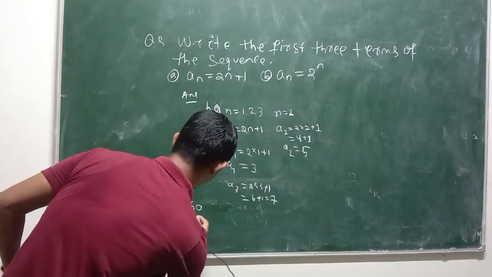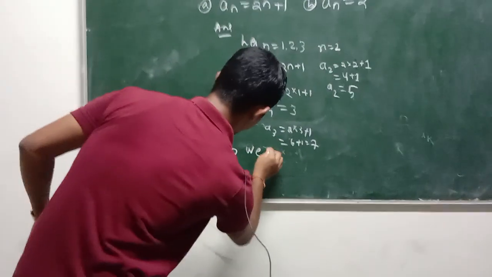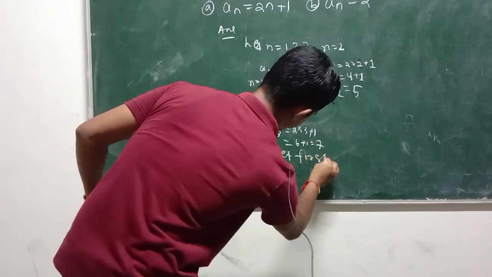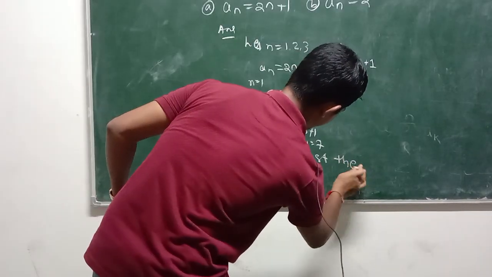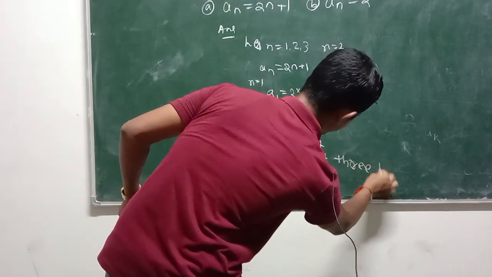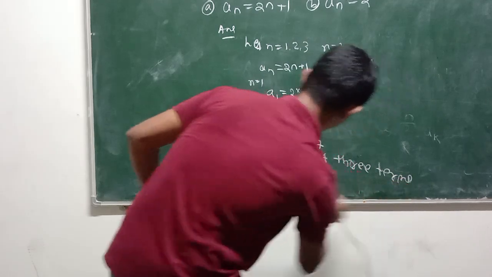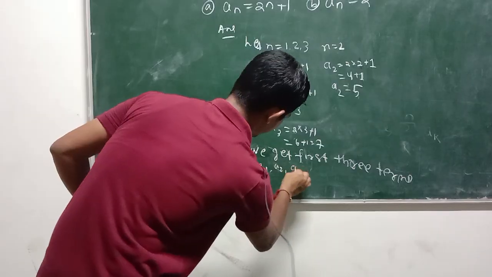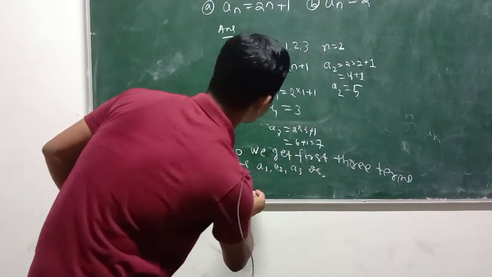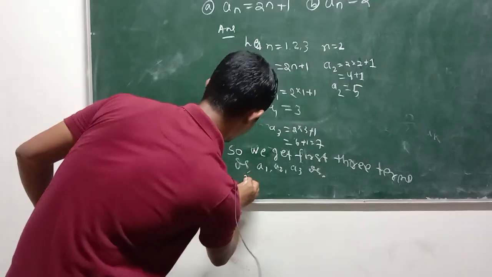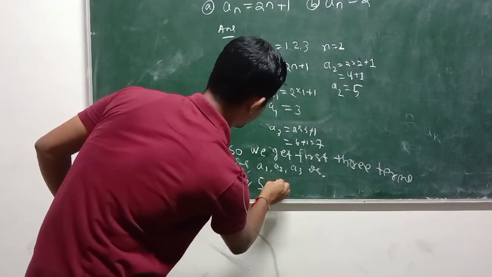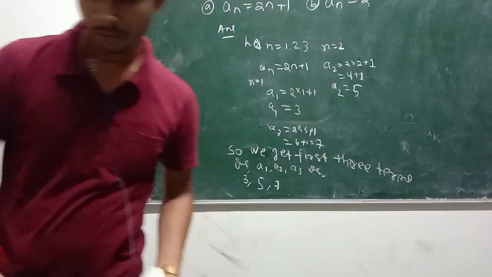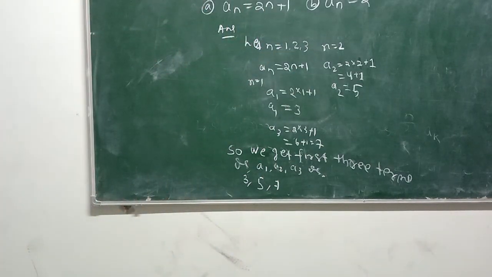So my dear students, we get the first three terms: a1, a2, a3. a1 is 3, a2 is 5, then 7. Okay, 3, 5, 7 we will get. Then next question we will do. Wait please, I will do the next question.